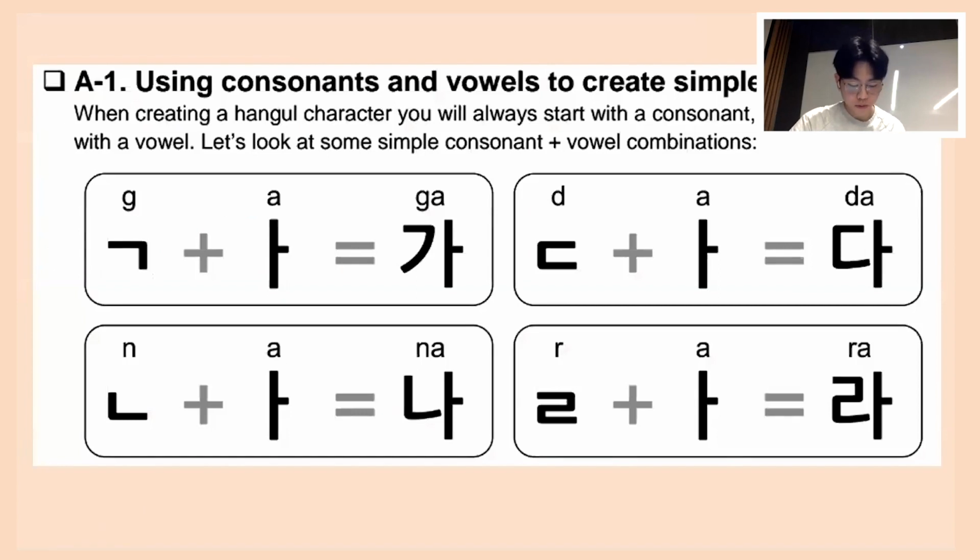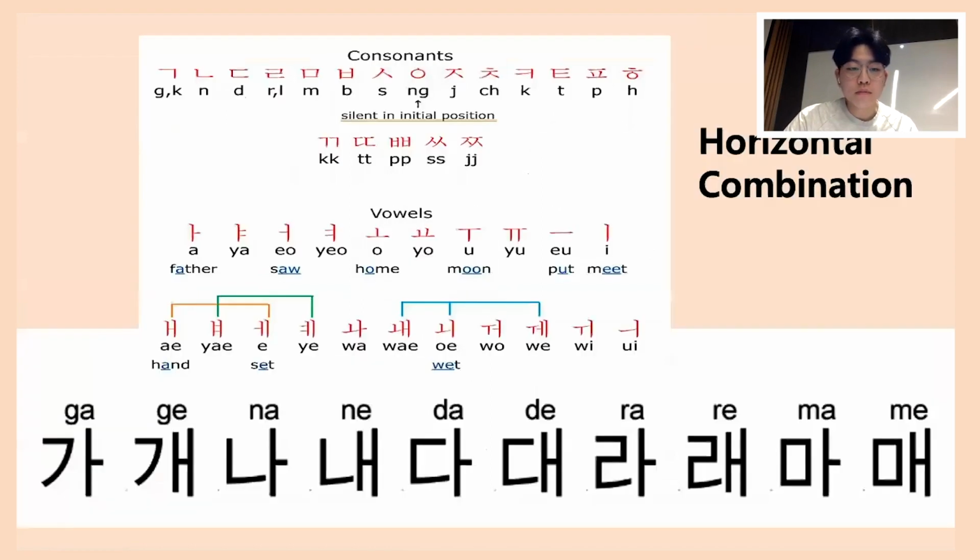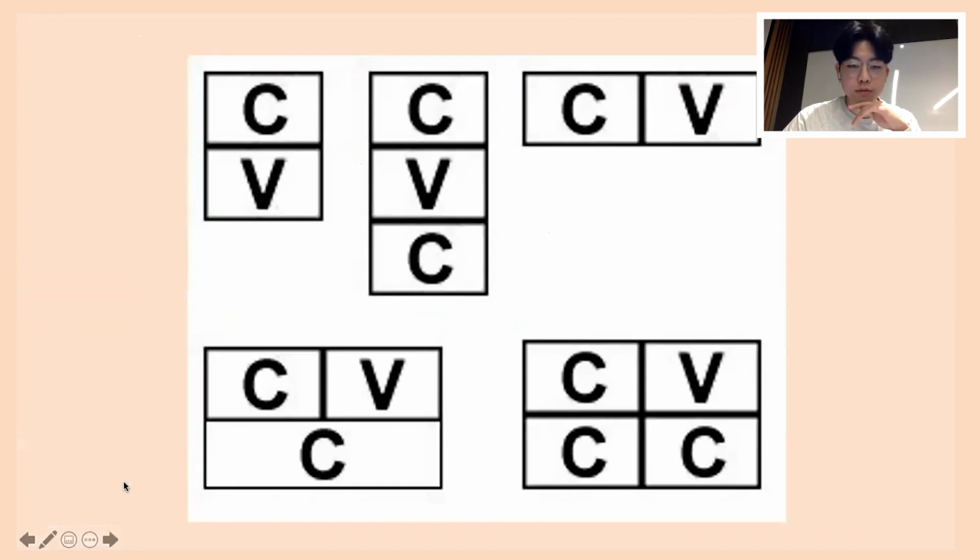So with our 19 consonants and 21 vowels, we just put them aside horizontally, vertically, and then there's another way like this, 3 combinations or 4 combinations to make a complete letter. So here's some examples of horizontal combinations. It's pretty simple.